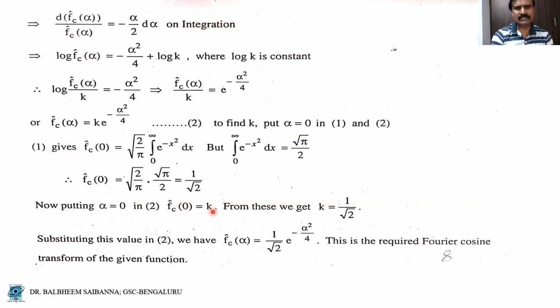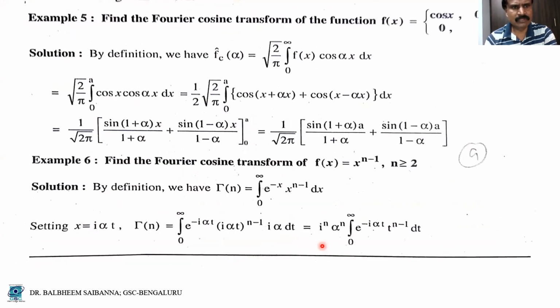Substituting this value in equation 2, where k is 1 by root 2, Fc(alpha) is equal to 1 by root 2 e to the power of minus alpha square by 4. This is the required Fourier cosine transform of the given function. Let us go to one more example.